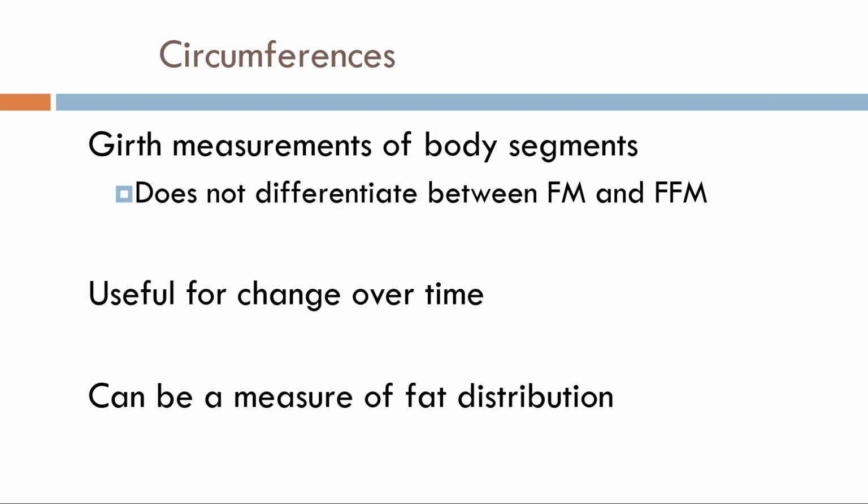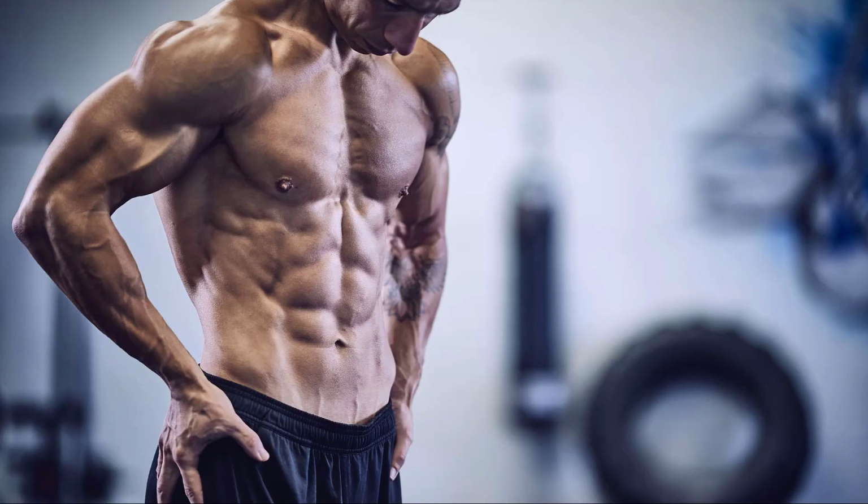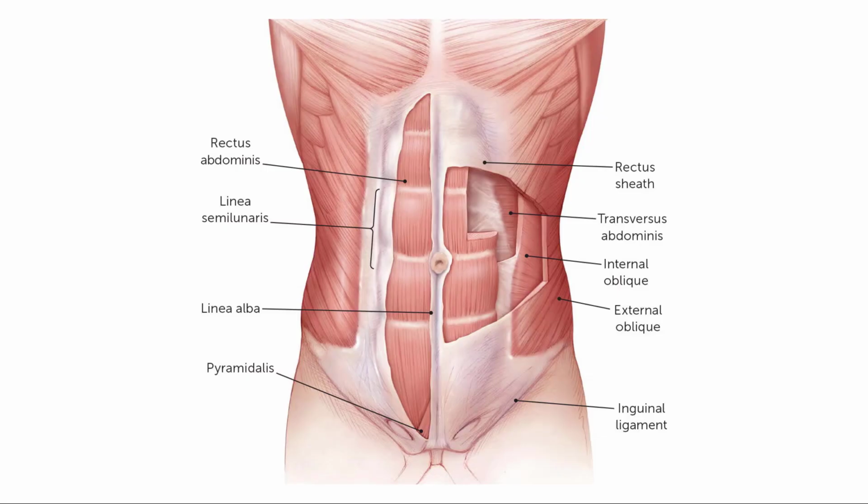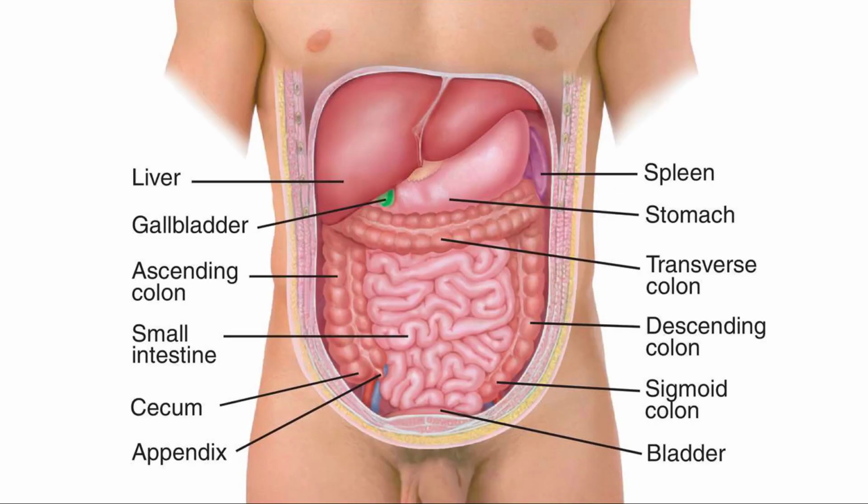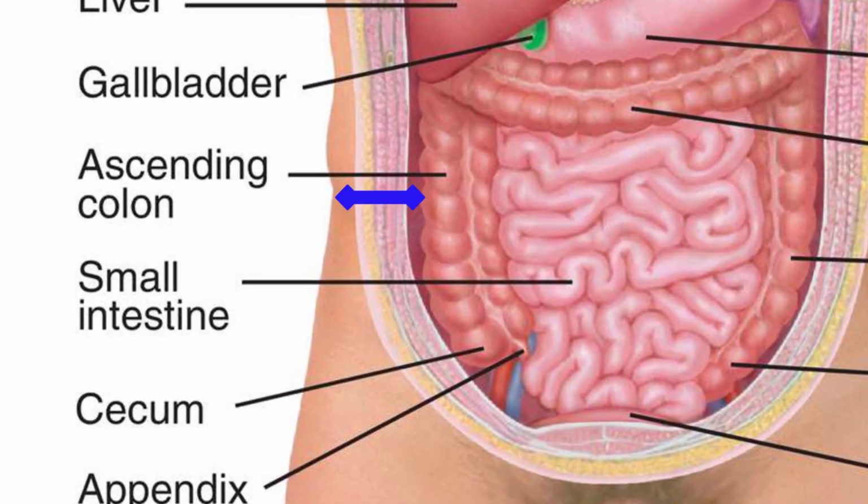But these circumference measurements are useful for change over time, and they can be a really effective measure of fat distribution. So the way this works is when we look at the torso, the midsection within the human body, so below the nipple line and above the waist, there's not that much tendency for muscle growth. These muscles of the abdominal wall are flat sheets of muscle that cover a large area. And this is only about 1 or 2 inches that separate your guts from your skin.